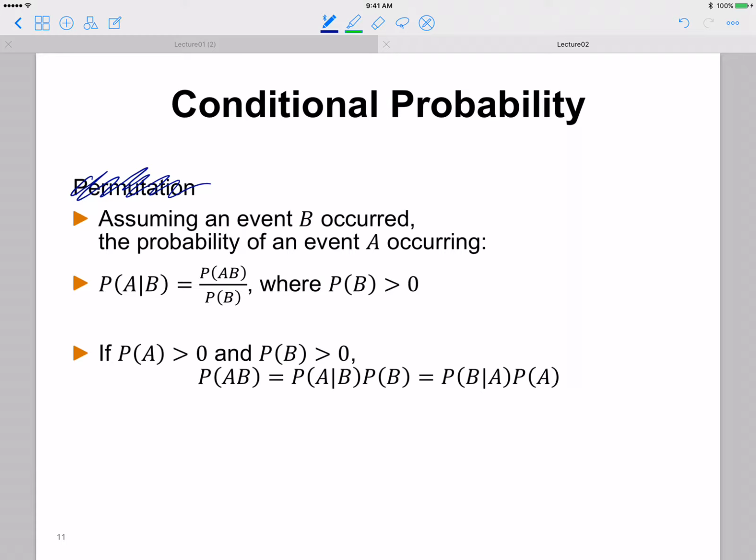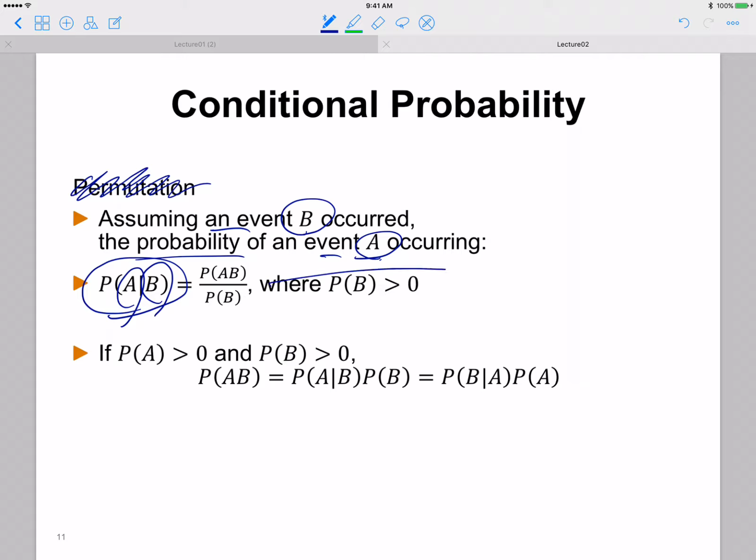Let's think about the conditional probability. Conditional probability assumes a particular event has already occurred, and then asks what is the probability of another event also occurring. In this case, it is written by this notation. This is the event that we assume already occurred, and this is the probability of our interest.